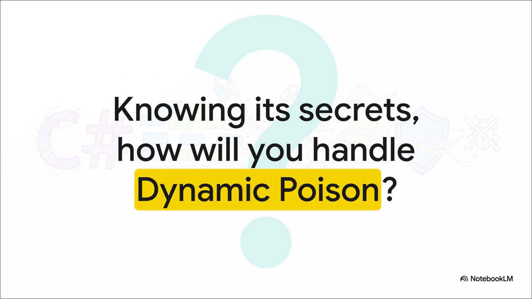So there you have it. The dynamic poison has been unmasked. And we can see it's not a bug or a flaw at all. It's a really powerful feature that just plays by a very specific set of rules. It's an elegant tool, for sure, but now that you know its secrets, you also know the antidote. So the only question left is, how are you going to handle it in your own code?